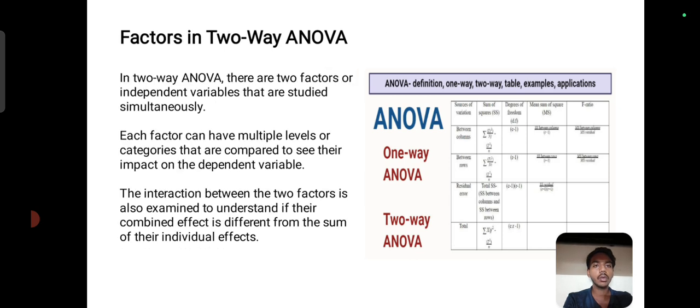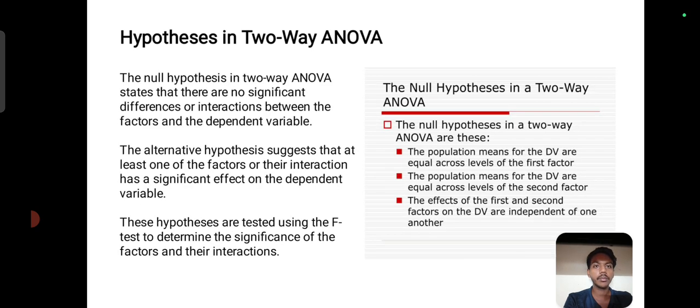Factors in two-way ANOVA. In two-way ANOVA, there are two factors or independent variables that are studied simultaneously. Each factor can have multiple levels or categories that are compared to see their impact on the dependent variable. The interaction between the two factors is also examined to understand if their combined effect is different from the sum of individual effects.